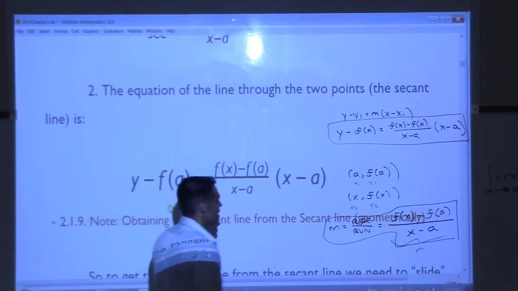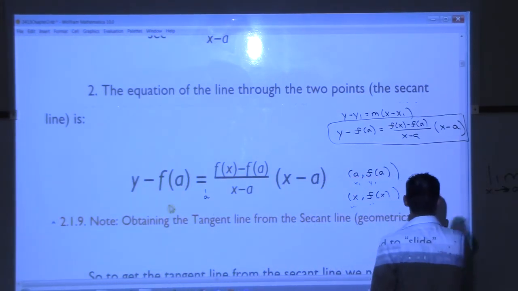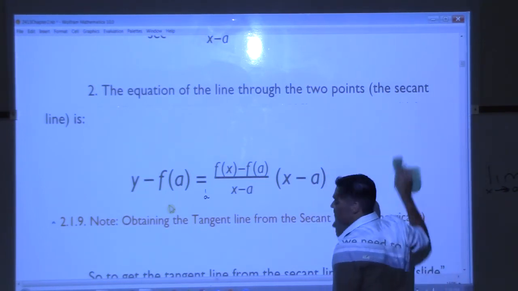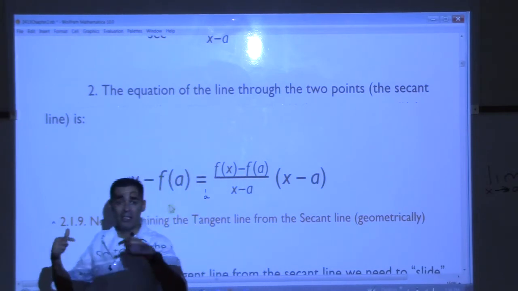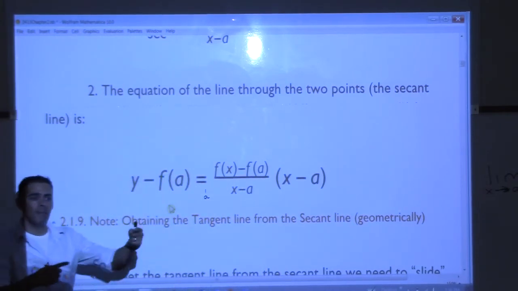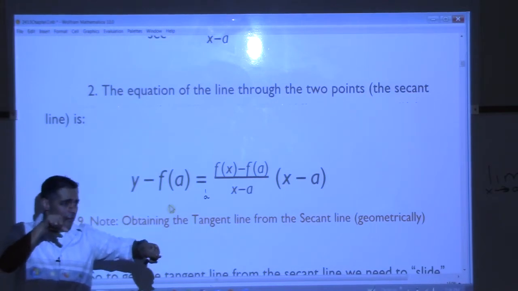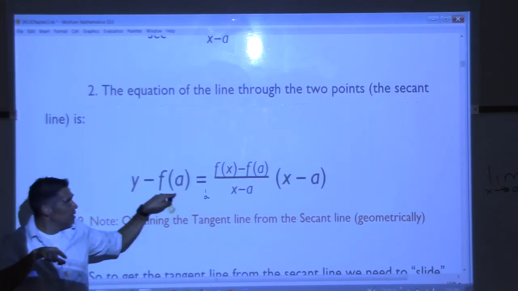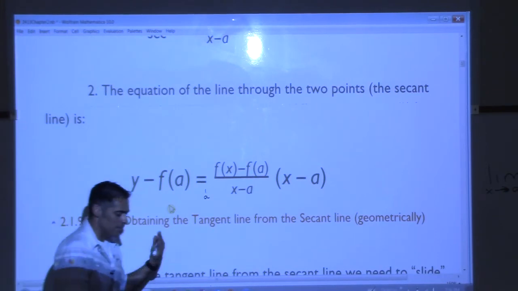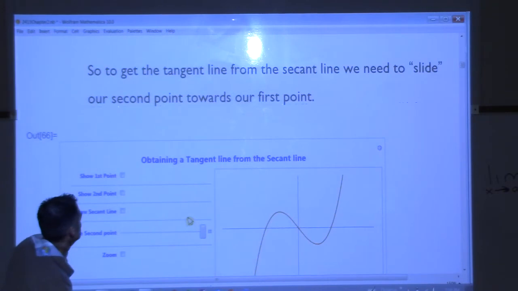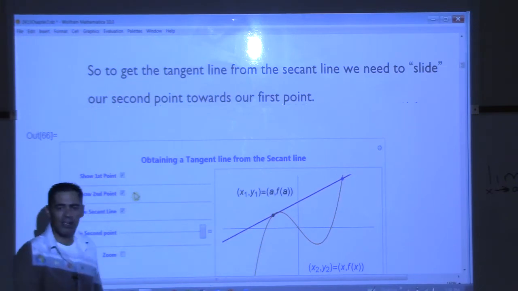So once we have these two formulas, our goal now is to try and figure out how do we get to the tangent line from that formula that we just came up with for the secant line. Because remember, that had 2 points, right? That formula had 2 points. How do we get from secant to tangent? What do you think you have to do? Look at the picture. First point, second point, draw the line. How do we create the tangent line?